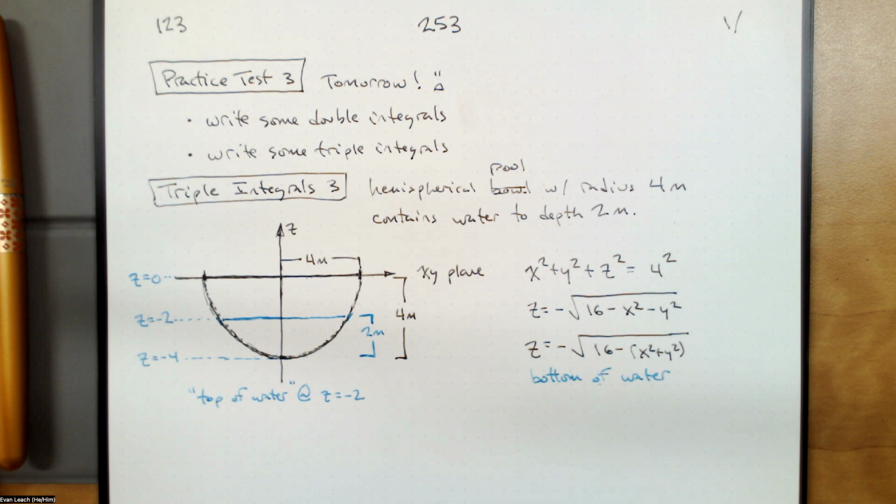Today we want to go over the hemispherical pool with water in it. The pool has a radius of 4 meters and it contains water to a depth of 2 meters. Tomorrow I'm going to ask you to write a triple integral for the volume of the water in the pool in rectangular coordinates, and then you're going to get to choose spherical or cylindrical coordinates for the second part.